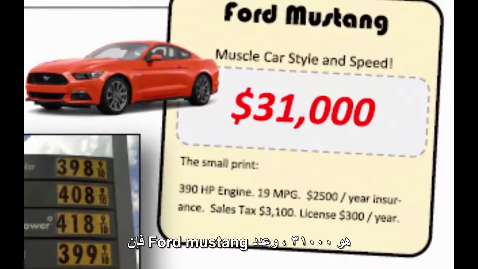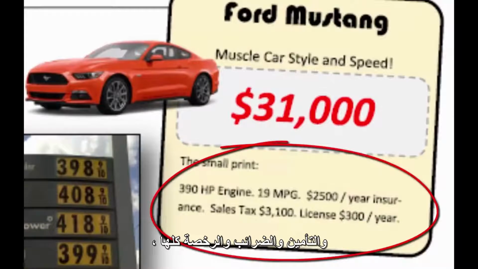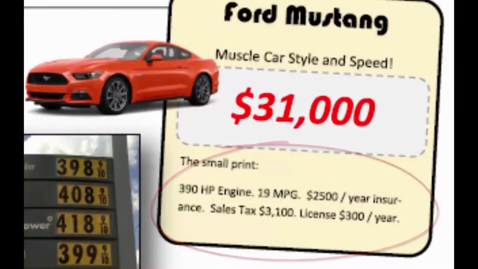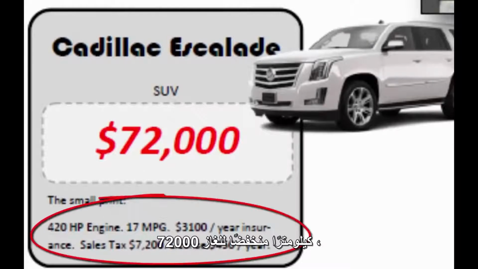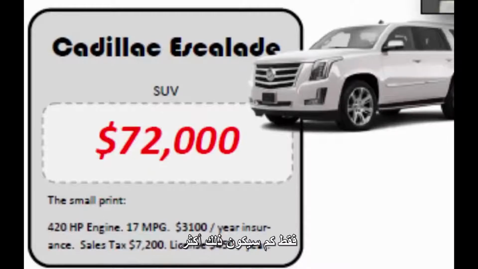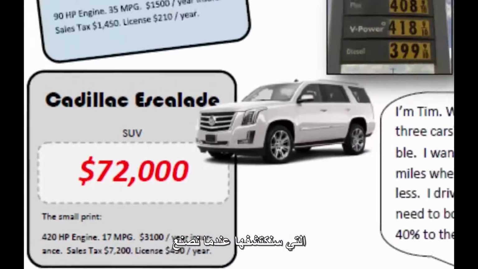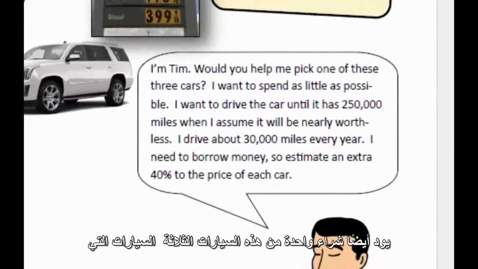Compare the other cars. They have higher numbers for each of those. So the Ford Mustang is $31,000. The gas mileage is much lower. The insurance and taxes and license are all higher. Her third choice is the Escalade. Certainly a luxury car with a price of $72,000, low gas mileage, high insurance, high taxes, and high license fees. Just how much more will that be than the other cars? We'll find out when we make the bar graph to compare the total cost of ownership for all of these cars. Tim said he would also like to buy one of these 3 cars.